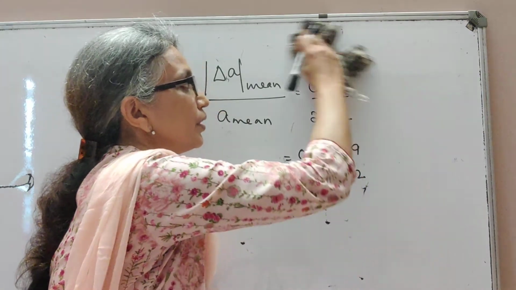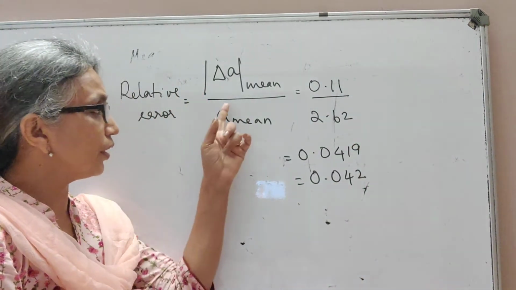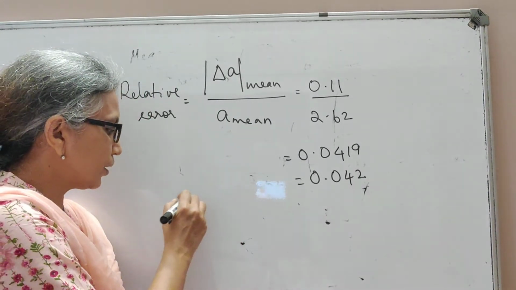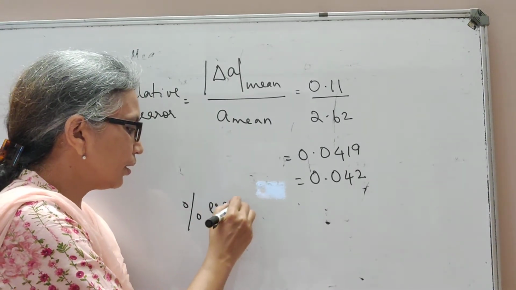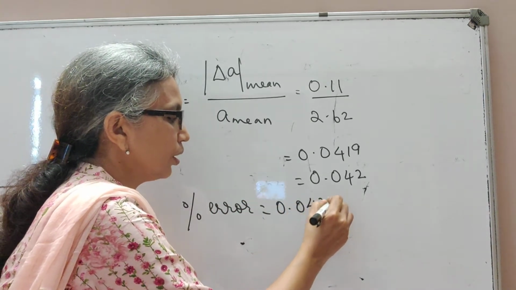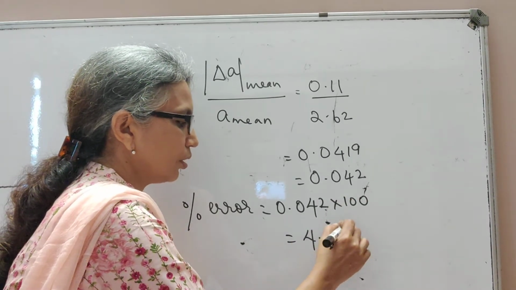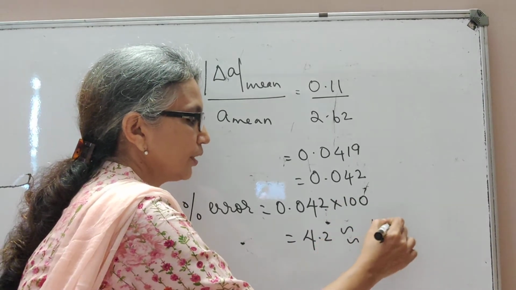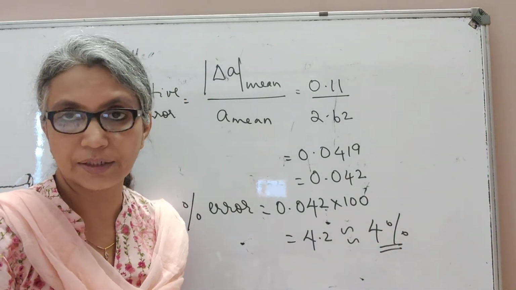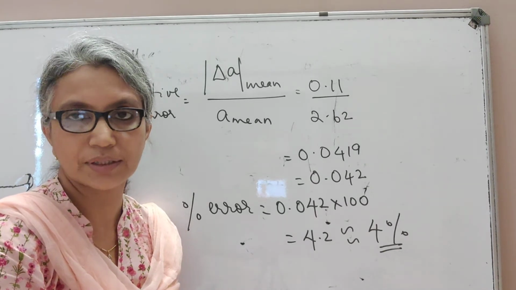Now, the percentage error, the last thing they will ask you is for percentage error. Relative error multiplied by 100, you will convert it into percentage. So, your percentage error is 0.042 into 100, which will be 4.2, round off to 4%. So, this is your percentage error. Simply relative error multiplied by 100 will give you the percentage error.